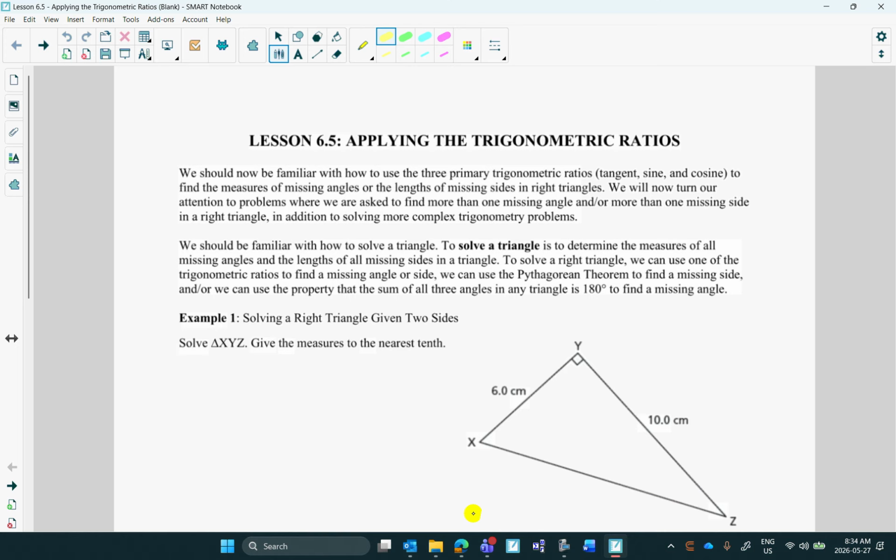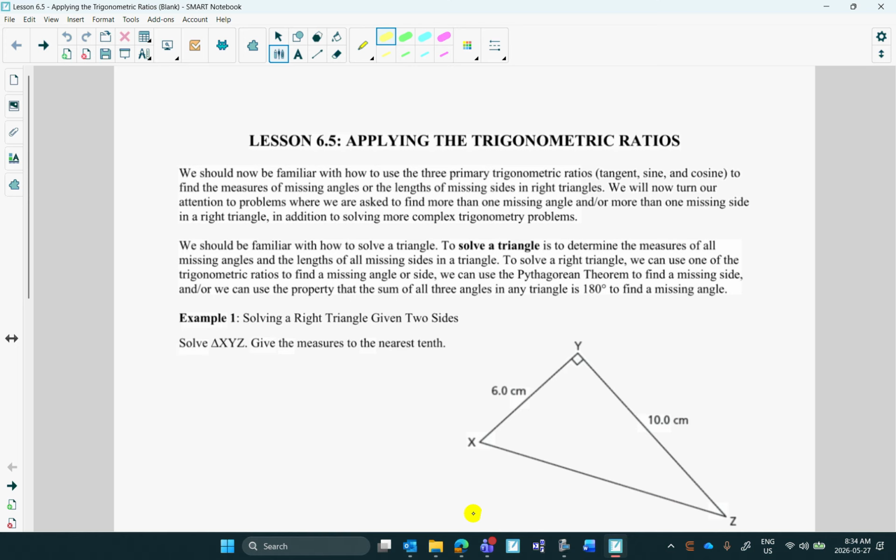So wrapping this up is 6.5. And right now, you guys are familiar with how to use the 3 trig ratios to find missing angles or missing sides in right triangles. Okay. And you're also able to do some word problems when you're given a diagram or you're given angle of elevation, things like that.